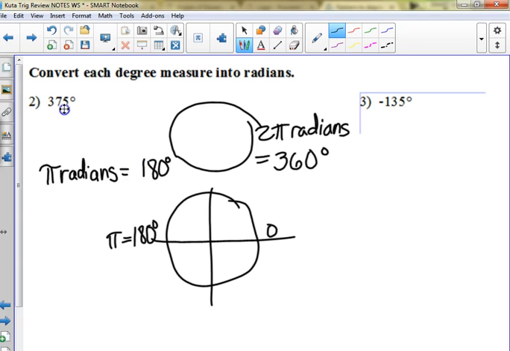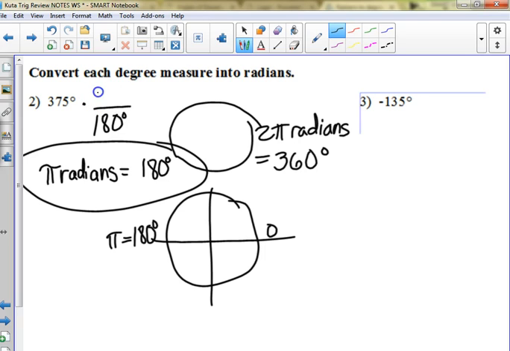So if we have 375 degrees, I just use dimensional analysis. I use this conversion right here. 180 degrees is equal to pi radians. So now I can cancel the degrees. If you have your handy dandy calculator, you can reduce this fraction on your calculator. 375 divided by 180, math, enter, enter. I don't know what it is. 25 over 12. Okay, so we just converted the angle to radians. Everybody good?